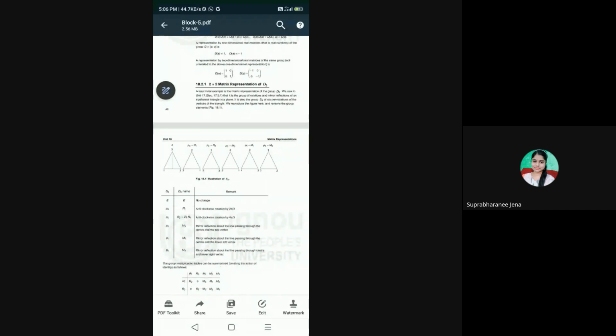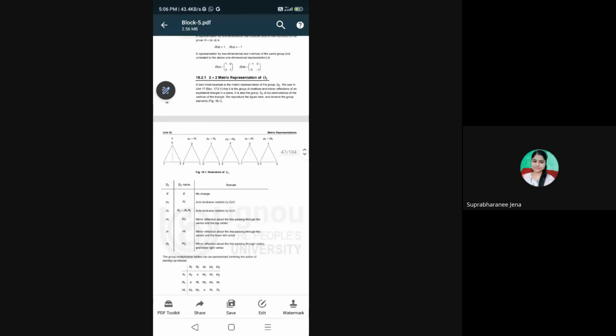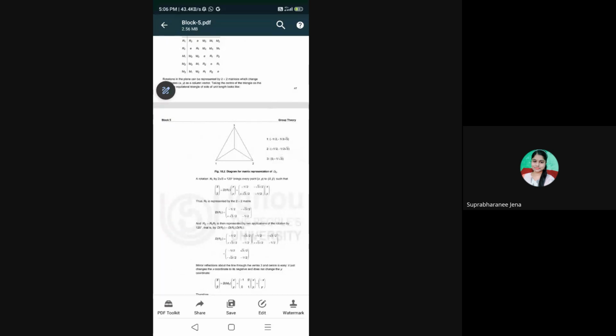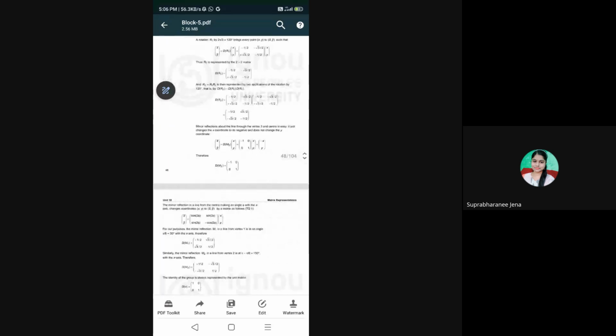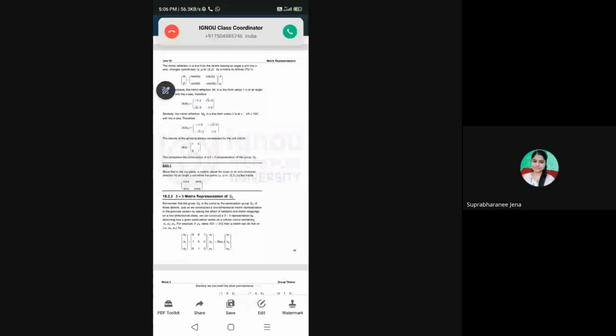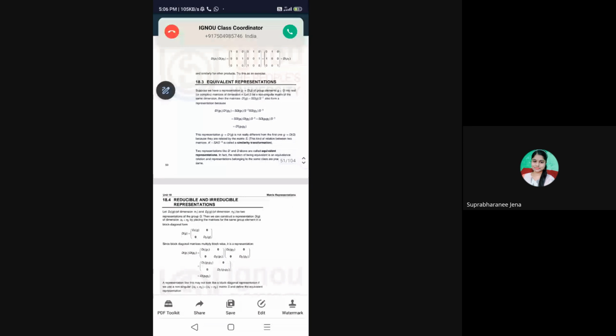Then you have two matrix representations of D2, as shown on the screen and in tabular form. I am showing you what happens. Then the diagram for matrix representation of D. Then the 3 by 3 matrix representation of S3. Then equivalent representation.